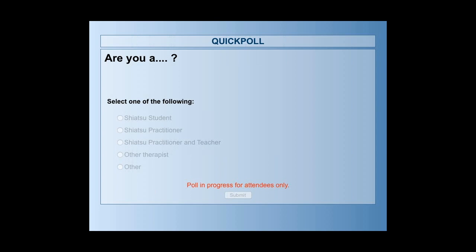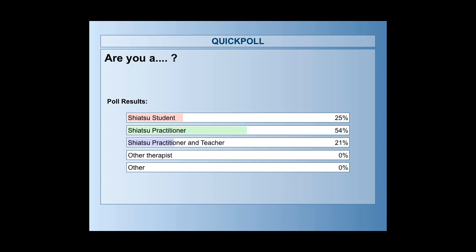Any more people to vote? I'm going to close the poll. Okay, and share the results. Okay, look at this. Wow, 21% are teachers. So hello out there, and probably half of you are probably in Europe. Yep, we're all Shiatsu people though, so that's great.